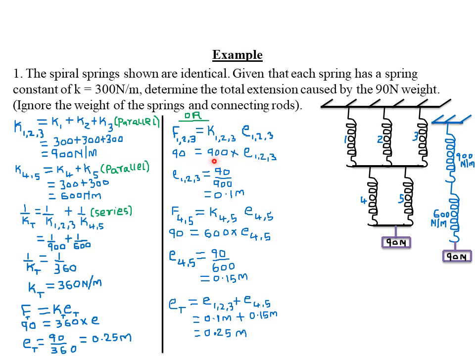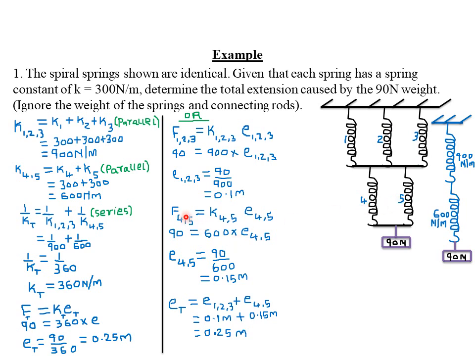So if I divide both sides by 900, therefore I'll obtain the total extension for springs 1, 2 and 3 being equal to 90 divided by 900, which is equal to 0.1 meter. So I've already found the extension due to springs 1, 2 and 3. My next task is to find the extension for springs 4 and 5.